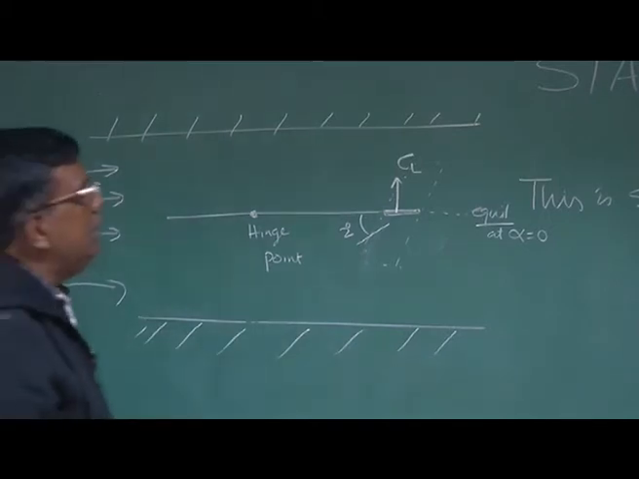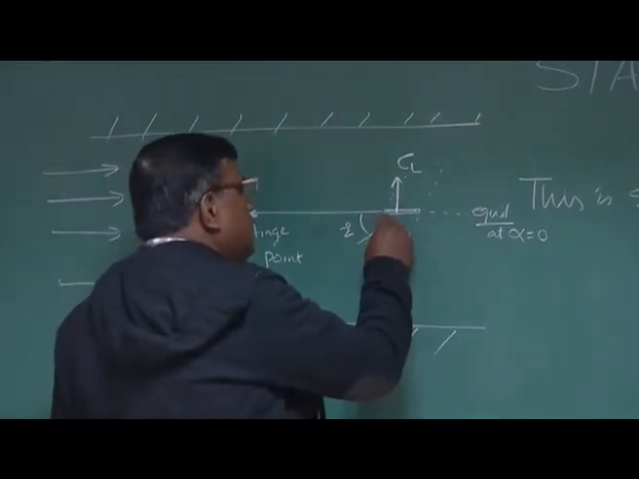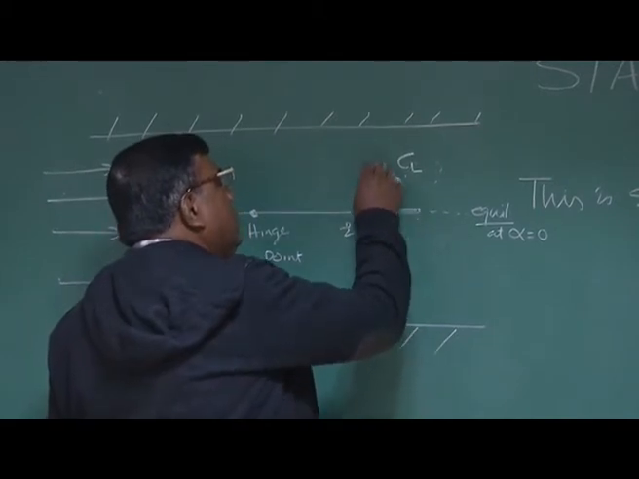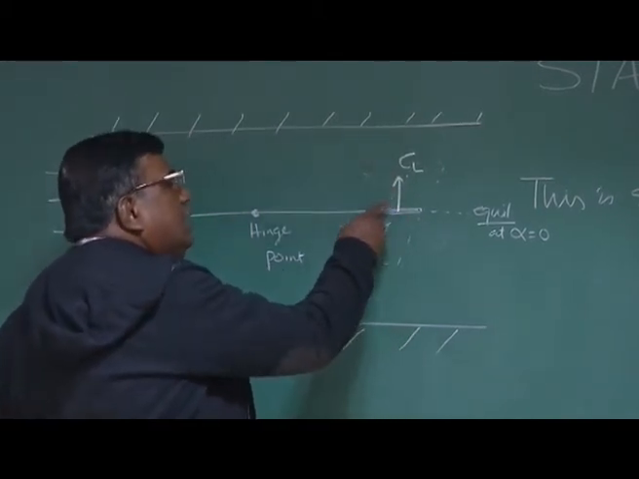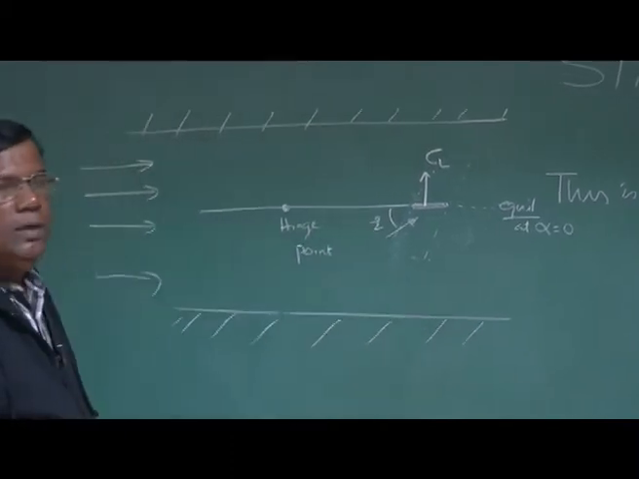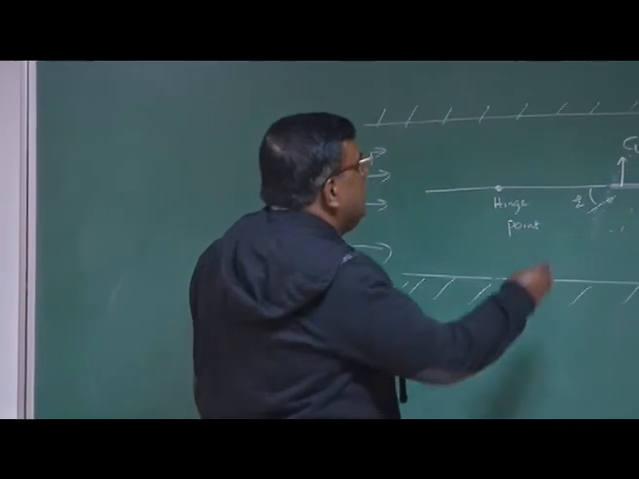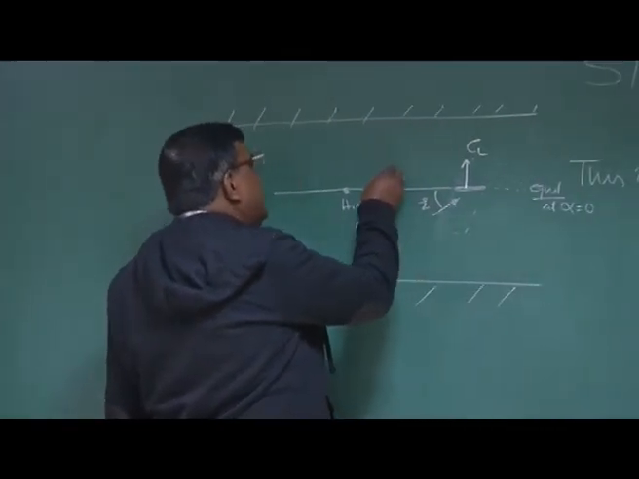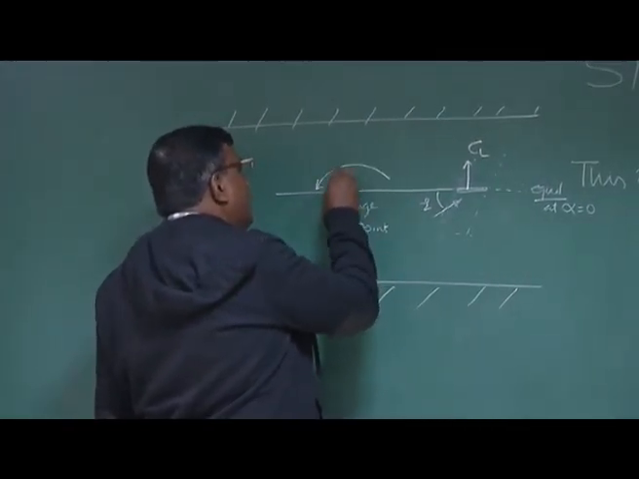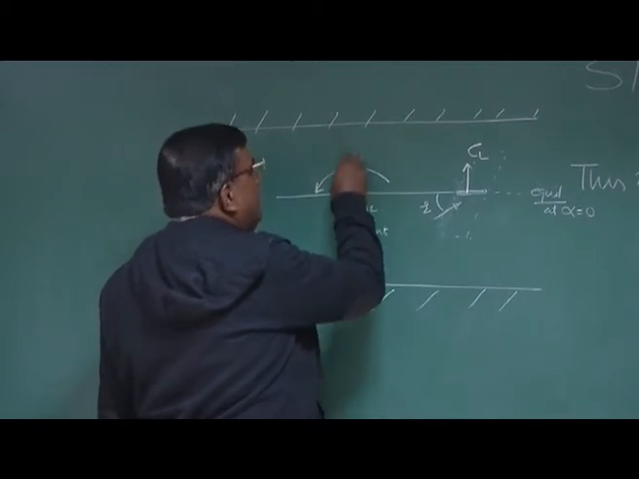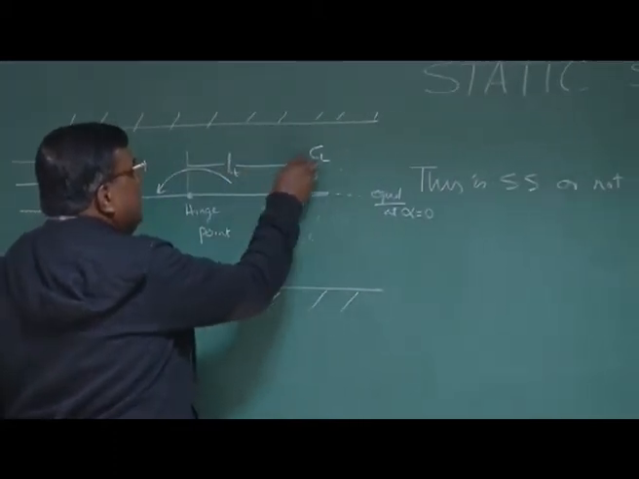Here there is one assumption. As per definition, the lift should be perpendicular to the velocity vector, but since alpha is small, 2 degrees, we are assuming it to be straight. That's all, right? The CL will immediately generate a moment about the hinge point, which will also depend upon the length LT.